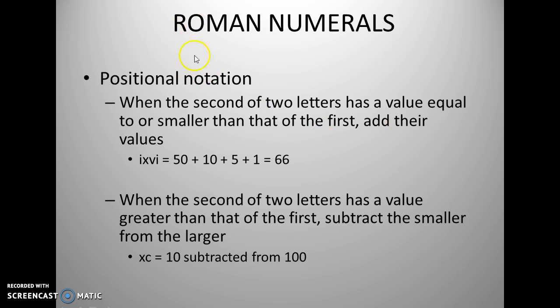Okay, so let's look at the position notations associated with Roman numerals. When the second of the two letters has an equal value or smaller than the first, we add the values. For example, LXVI, this is supposed to be L here. This is 50 plus 10 plus 5, which is V, and plus 1, which is I, gives you 66.